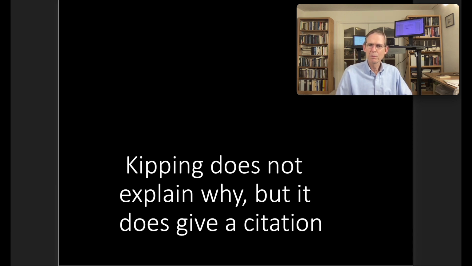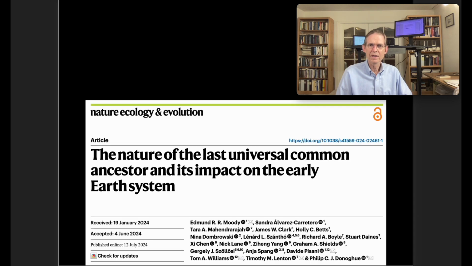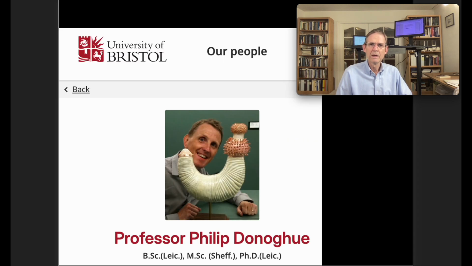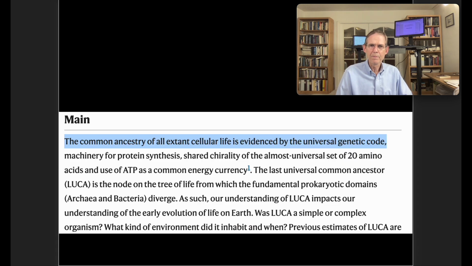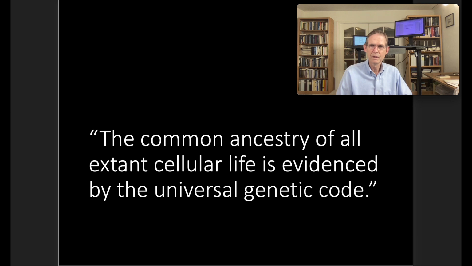Kipping does not explain why, but he does give a citation, this paper here out of Philip Donahue's lab. In that paper it says, the common ancestry of all extant cellular life is evidenced by the universal genetic code. Let's bring that sentence out here just to make sure we're clear on it. Quote, the common ancestry of all extant cellular life is evidenced by the universal genetic code.